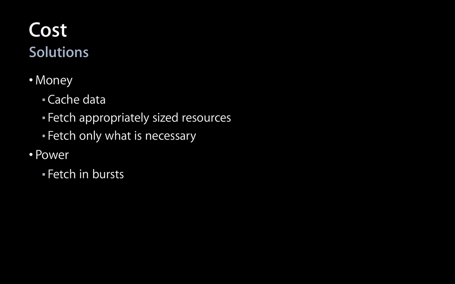The first technique is to cache data. If we can fetch something out of the cache, we don't have to pay the money or the power to get it off of the network. Another thing that's really important is making sure that we're fetching appropriately sized resources. If we're on a device that doesn't have a Retina display, there's no point in getting a higher resolution image that's going to take more bytes to get across the network. We can save the user some money and some power by fetching the lowest resolution image that's appropriate to their device. Another thing that's really important is making sure that we only fetch what's necessary. There's no point in fetching data that the user's never going to use. They have to pay for it. They're going to lose a little bit of battery life for it.